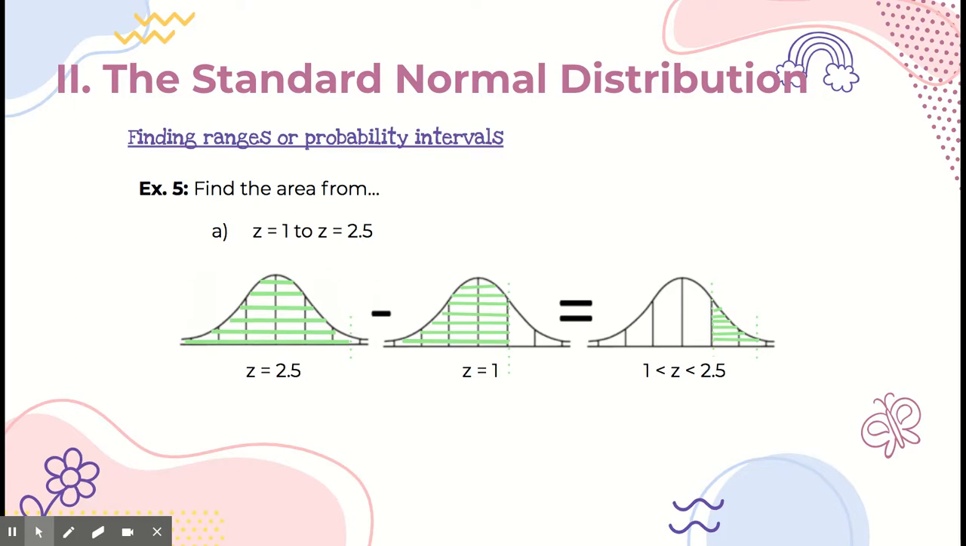Now, in order to figure out what that probability or area actually is, we have to find out what those values are. So looking up 2.5 on table 5A, we're going to get 0.9938. Looking up 1 on table 5A, we're going to get 0.8413. When we subtract those two, we're going to get 0.1525.